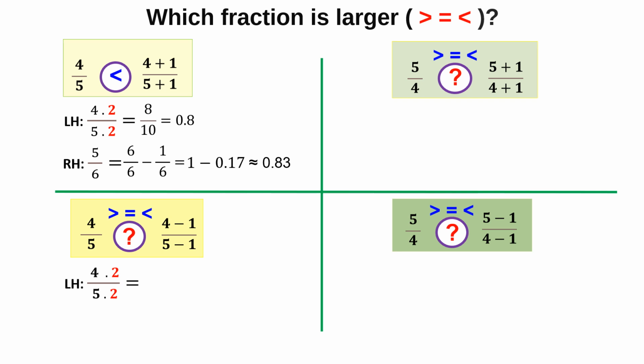Where we have the fraction less than 1 because the numerator is less than the denominator, we have 4 over 5, which is 0.8. On the right-hand side we have 3 over 4, which equals 0.75. The value has become less.